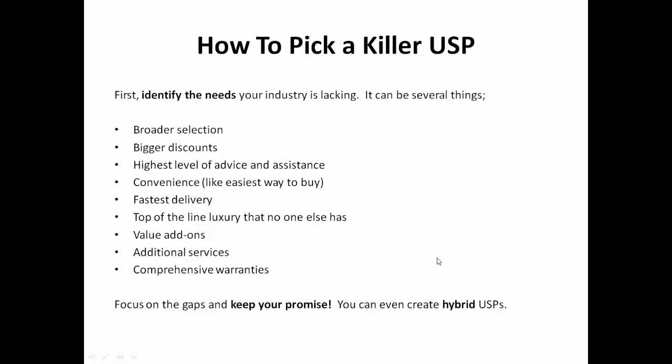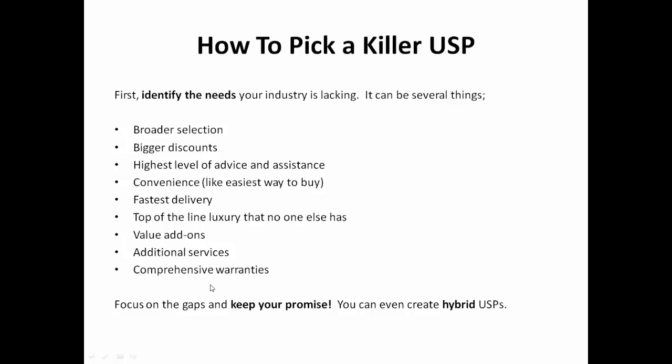So basically, how do you pick a USP? Well, you must first identify which of the following needs, or any other you can think of, you are going to fulfill within your industry. It could be a range of things: broader selection, bigger discounts, highest level of advice and assistance, convenience like the easiest way to buy, fastest delivery, top of the line luxury that no one else has, value add-ons, additional services, comprehensive warranties. So anything that is relevant and missing in your industry.